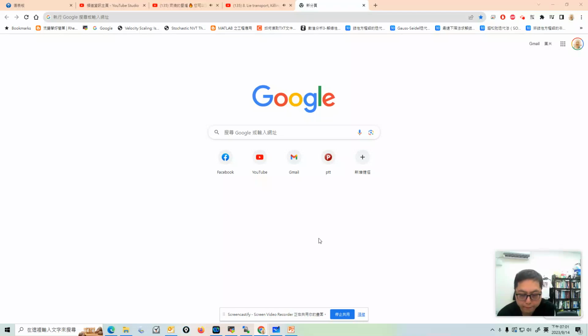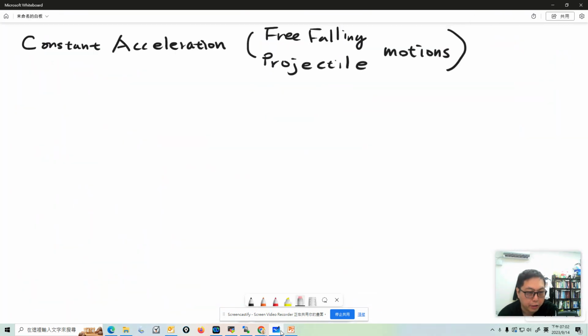Hello everyone. In this video, I'm going to talk about constant acceleration, and it's almost the end of the 1D kinematics. Why do we have to talk about constant acceleration? Because in a further chapter, we are going to do some calculation on free falling motions and projectile motion. And these two motions, we can simply regard as constant acceleration motion.